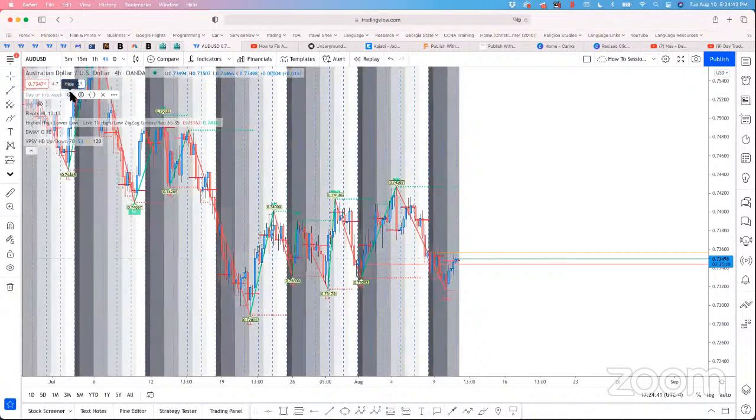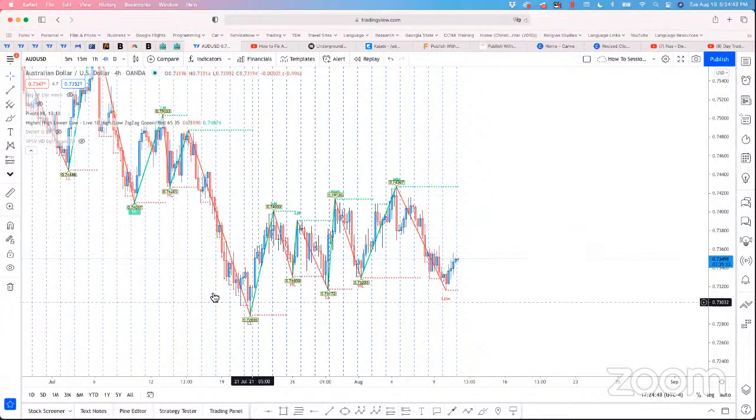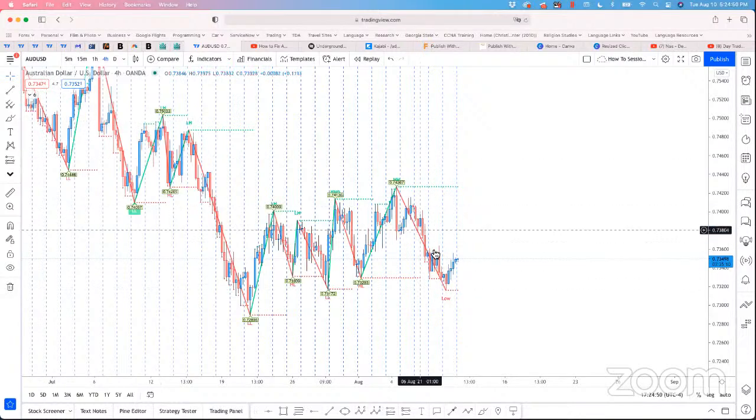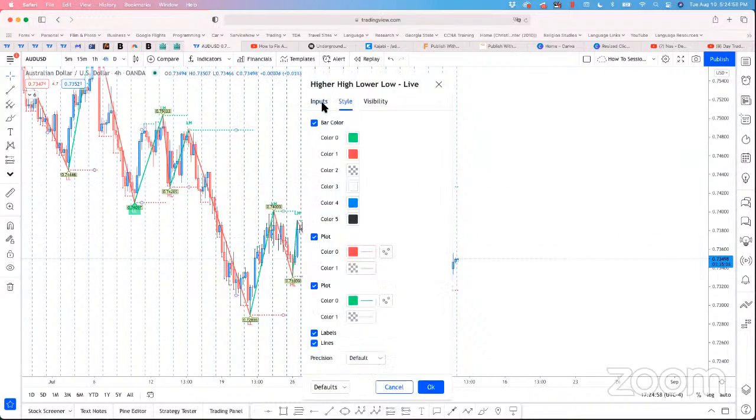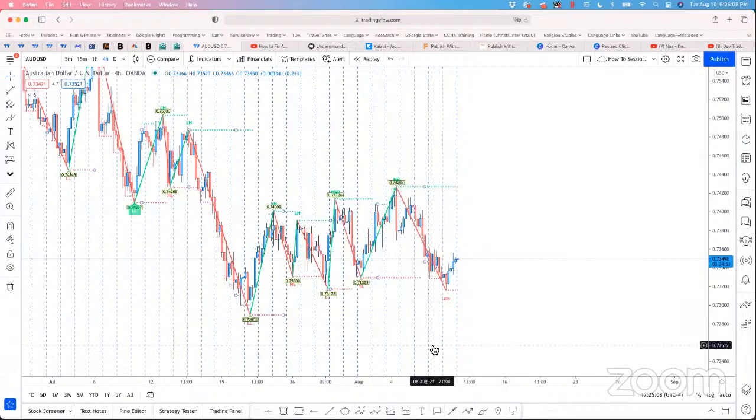We don't need the rest of them right now. I just want you, and this is what it's going to look like. You'll see these little lines and everything zigzagging all over the place, right? In your settings, you're going to make sure that this is checked right here. Show support resistance.